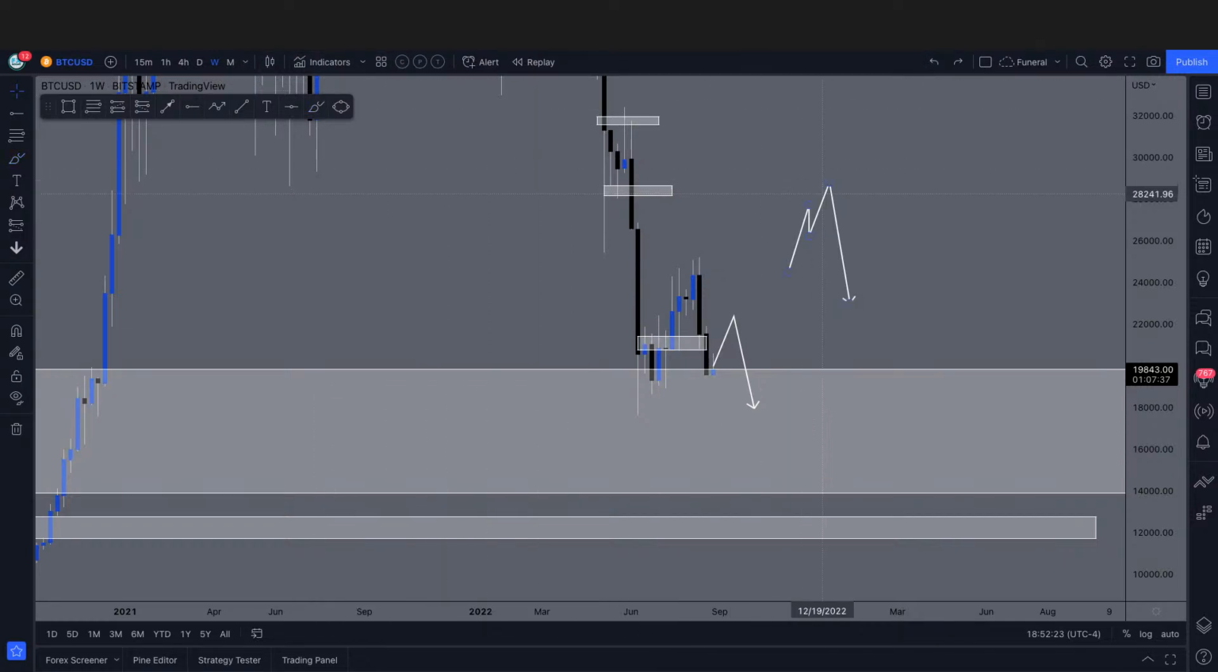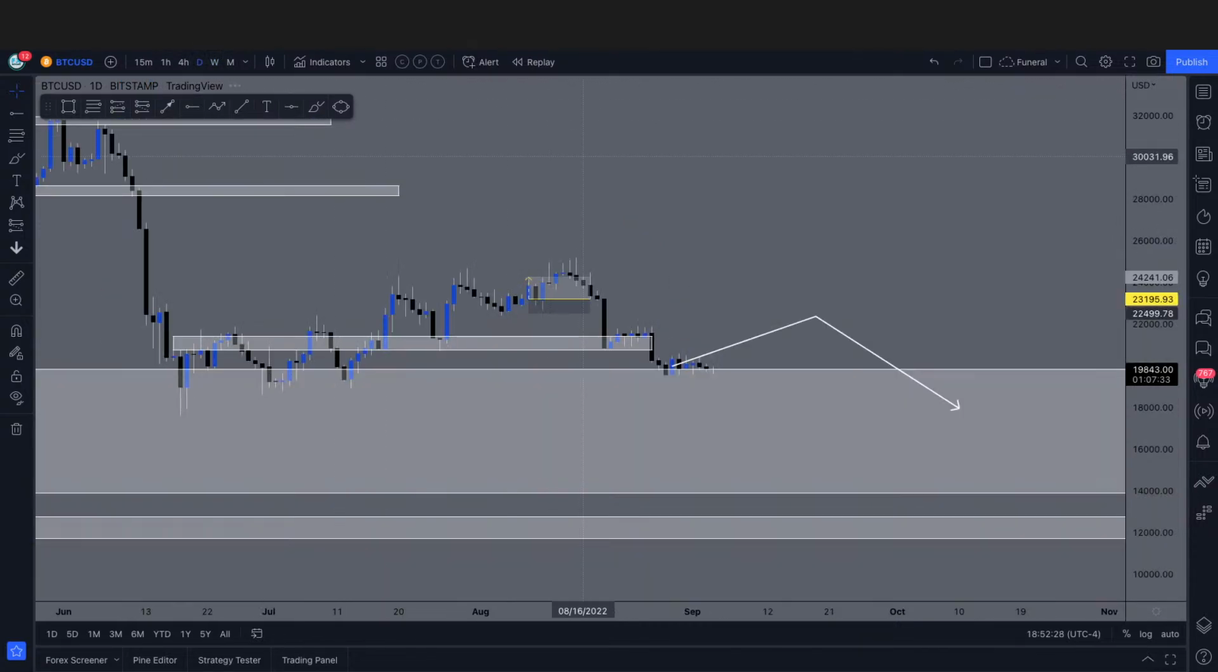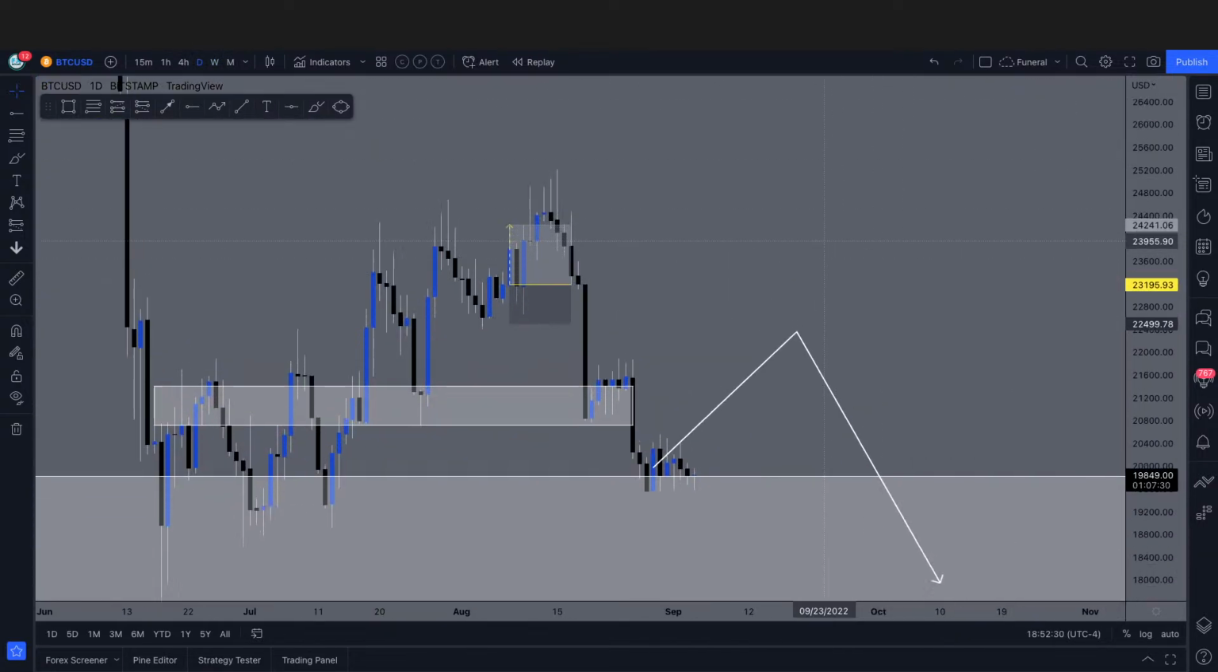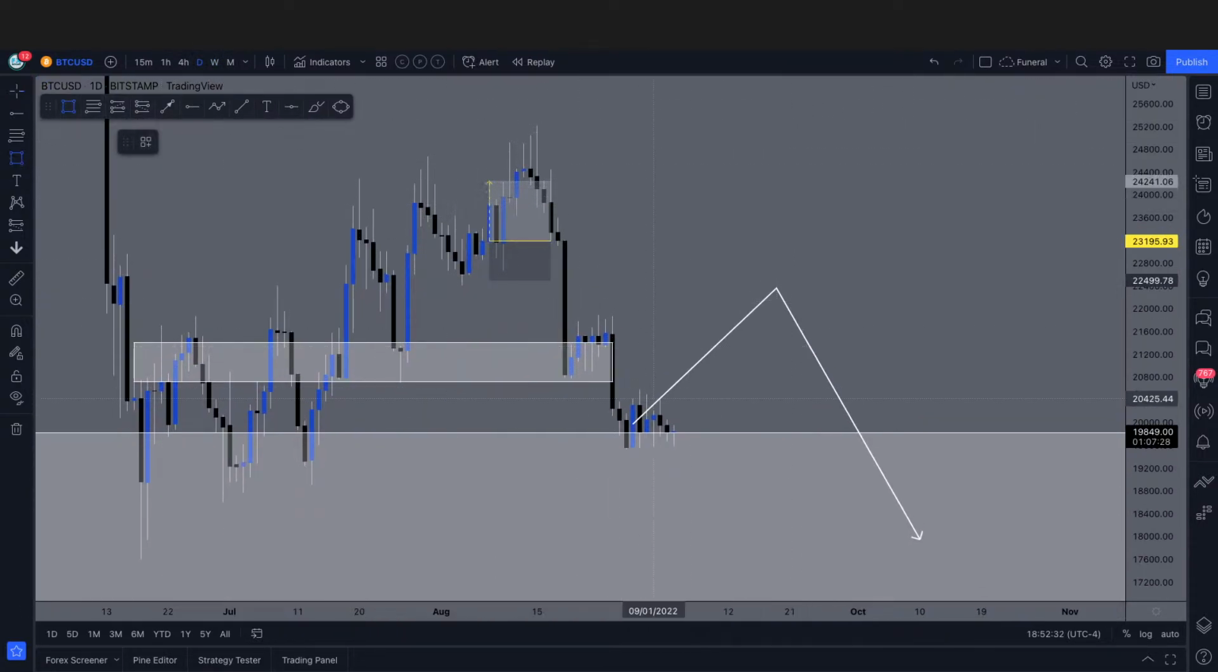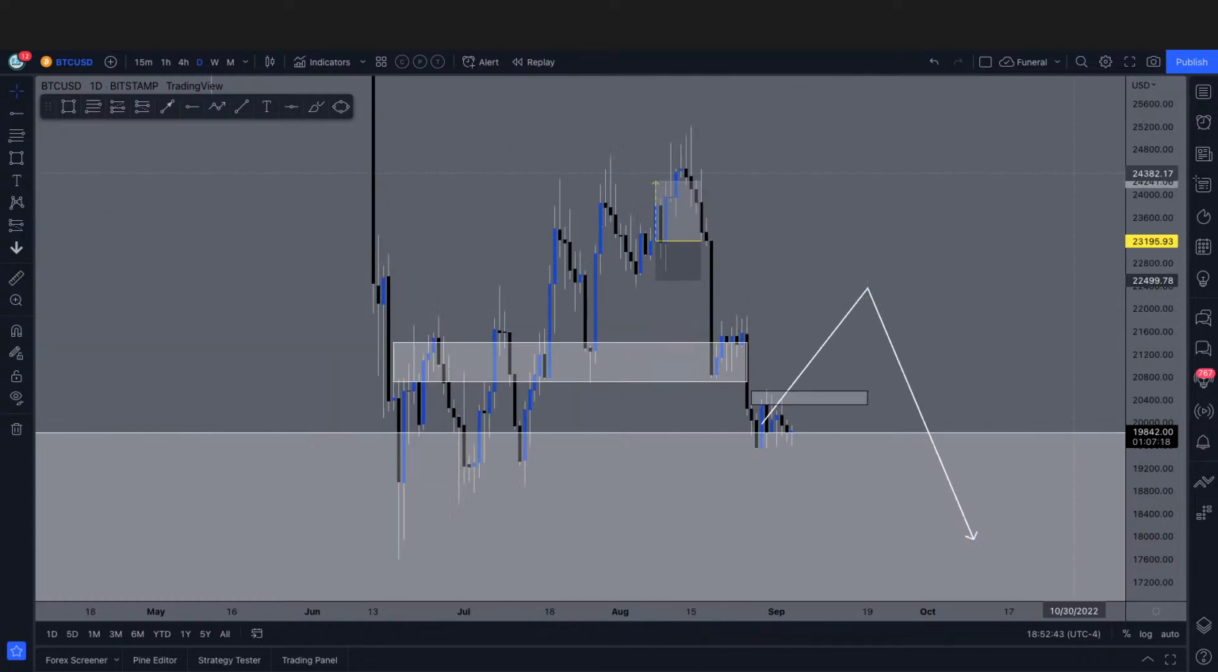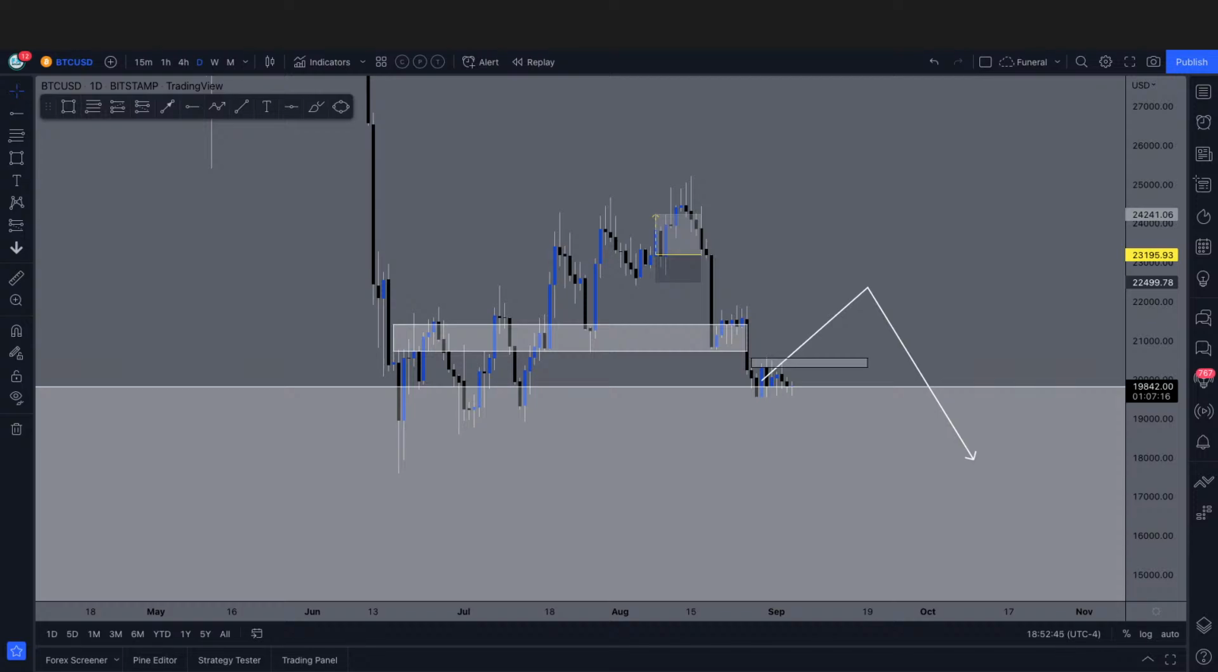But if we do look at it from a daily time frame, we can see that we do have some structure that we need to see broken first before we start to look for a weekly M formation to be completed. So any type of move to the upside, we need to see this structure level broken first, and that is on Bitcoin USD.